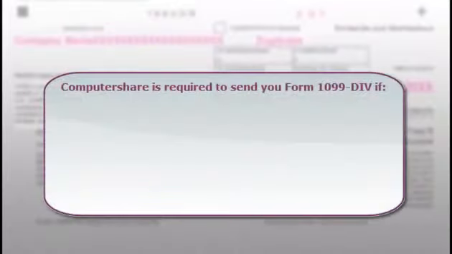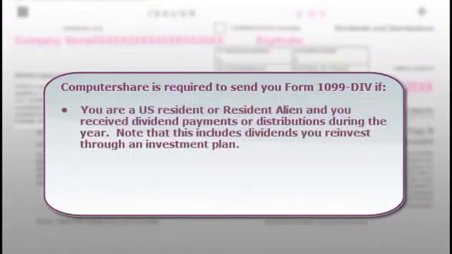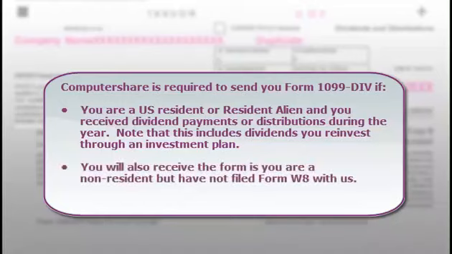Computershare is required to send you Form 1099 DIV if you're a U.S. resident or resident alien and you receive dividend payments or distributions during the year. Note that this includes dividends you reinvest through an investment plan. You'll also receive the form if you're a non-resident but have not filed Form W-8 with us.